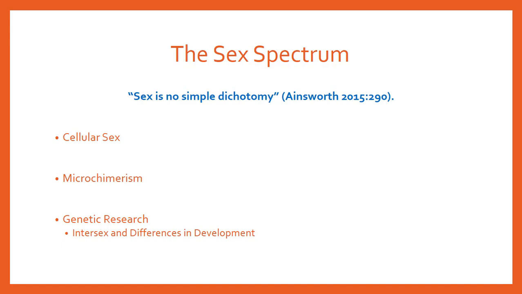So the Ainsworth article details some of the new research that lends support to the idea that there is not as strict a boundary between male and female when talking about biological sex. Ainsworth details some of the studies on cellular sex, which calls into question the common assumption that every cell contains the same set of genes.